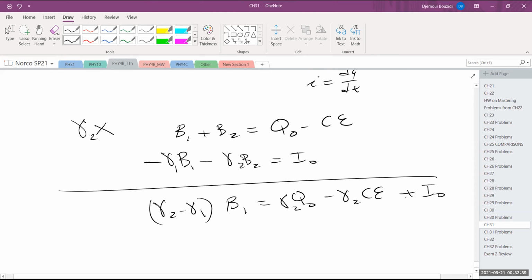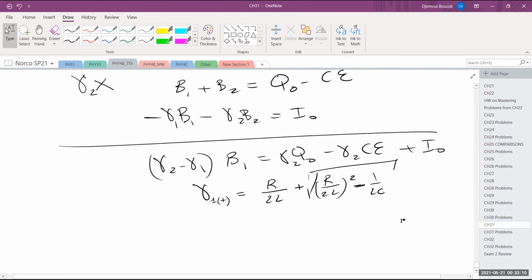All of these things are the initial conditions, so these things are known. What we want to find is b1. Remember, gamma 1, or gamma plus, that's how it's called in the book and the instructions, is R over 2L plus the square root of R over 2L squared minus 1 over LC. We gave them names; actually, we gave them omega naught to make the writing a little smaller, but we can leave it as that. And gamma 2, or gamma minus in here, it's called.